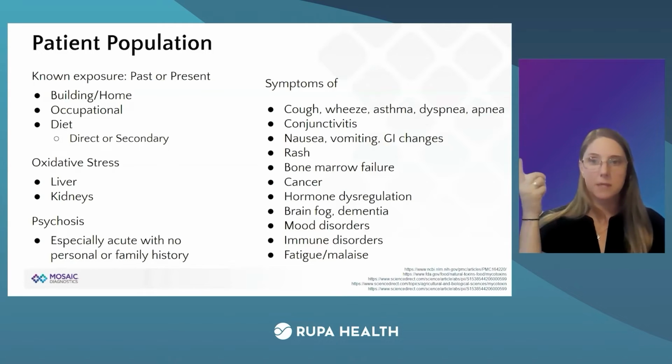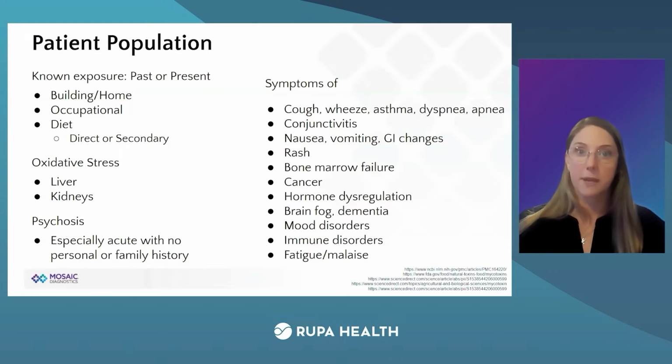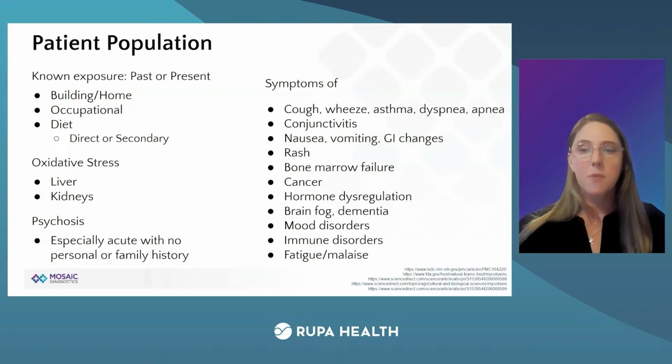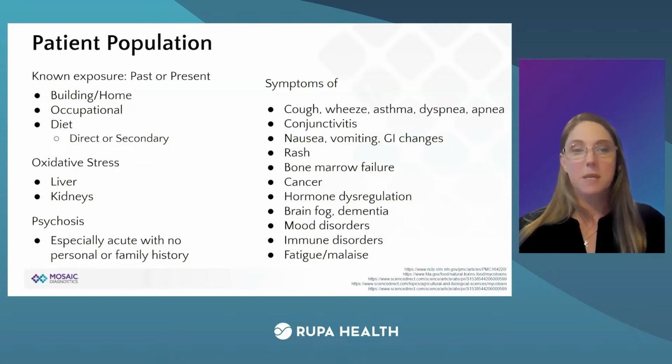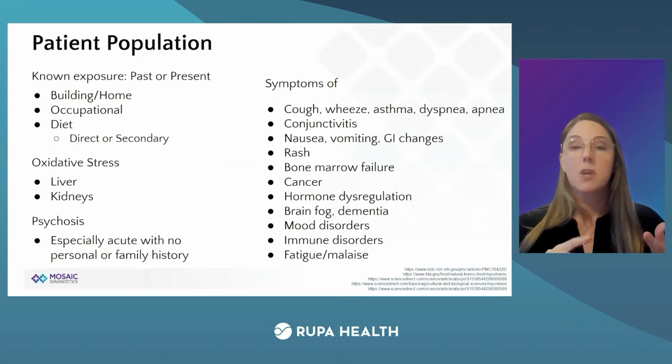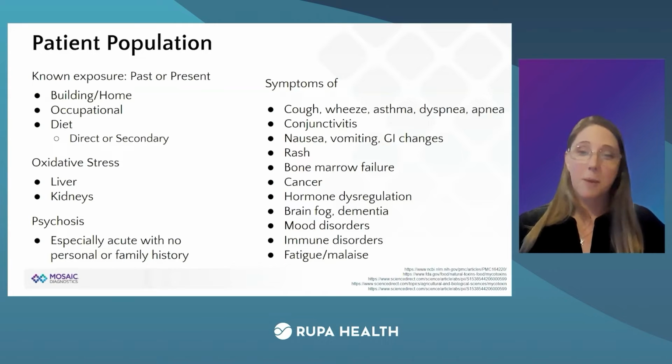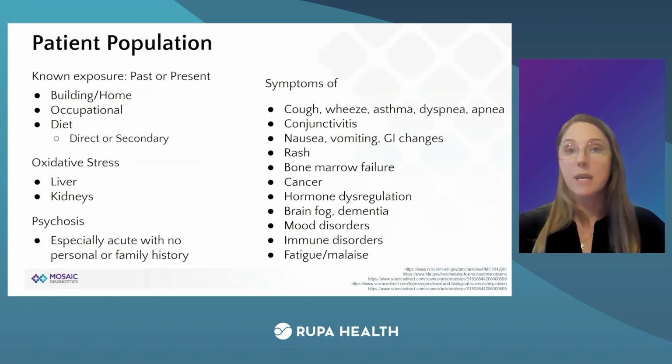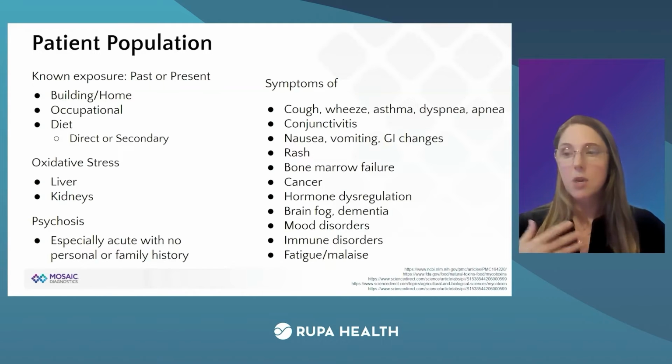That's always something to make you think, gosh, I should look at mycotoxins for this person. And then one of the other things that always sticks out to me is psychosis, especially without a family history and especially acute onset. That is something we've seen widely associated with acute and high levels of mycotoxin exposure. And so symptoms here, we've got eye irritation, GI changes, nausea, vomiting, rashes, hormone dysregulation, brain fog, fatigue, headache, breathing issues.